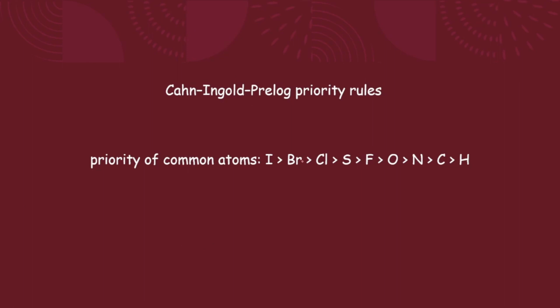Okay, so now we have to keep in mind this priority rule to find out the cis and trans isomers, or E and Z. Actually, this priority rule is attributed to the scientist Cahn-Ingold, who put this priority rule for the common atoms. And as you can see, the higher the atomic weight of the atom, the higher the priority it has.